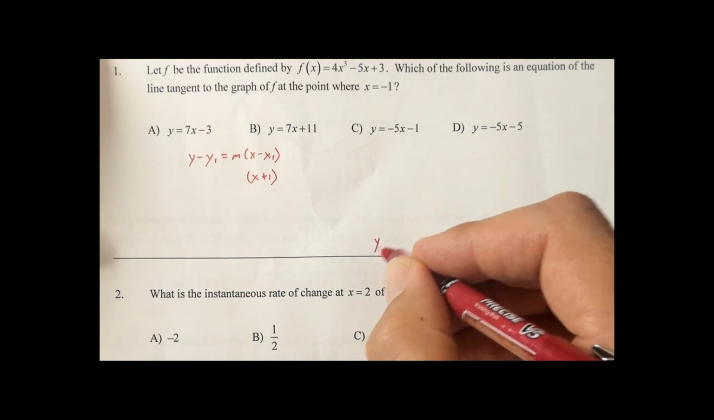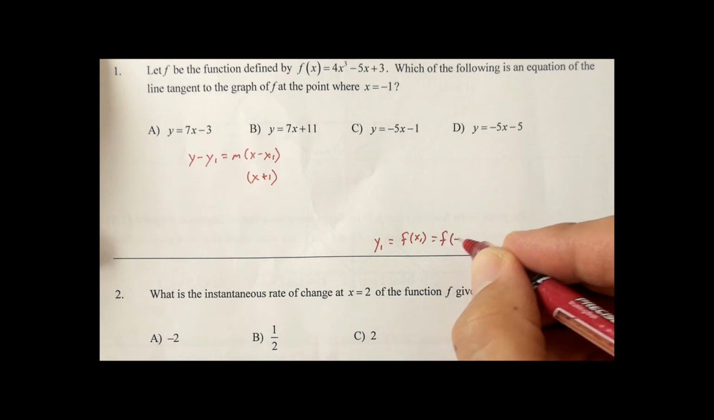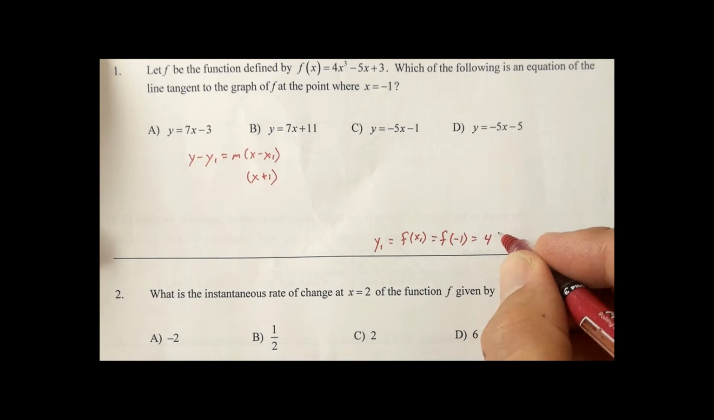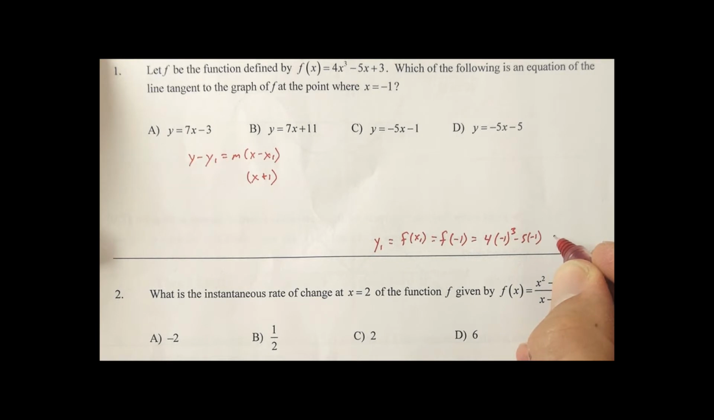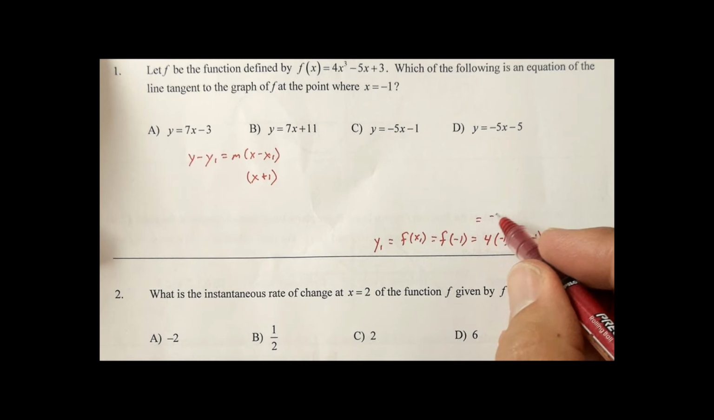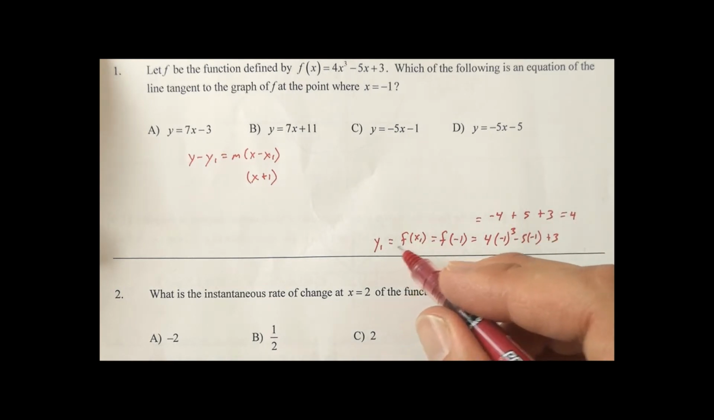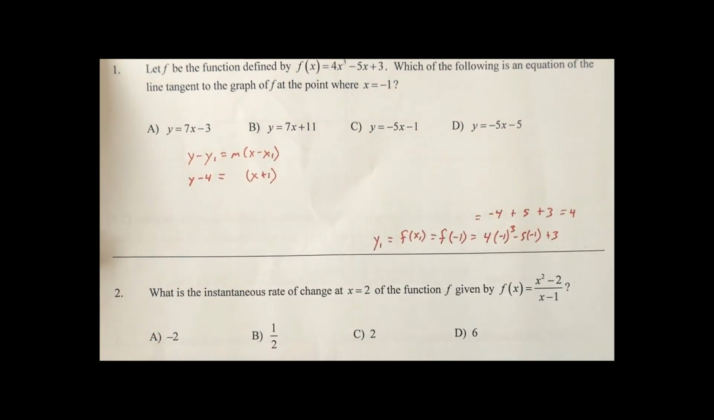In other words, y1 is equal to f of x1, which is equal to f of negative 1, which will be 4 times negative 1 cubed minus 5 times negative 1 plus 3. Negative 1 cubed is negative 1, times 4 is negative 4. Negative 5 times negative 1 is positive, and then plus 3. So we have negative 4 plus 5, which is 1, plus 3 more, which is 4. So y1 is equal to 4. So over here, y minus 4. Now we need the slope.